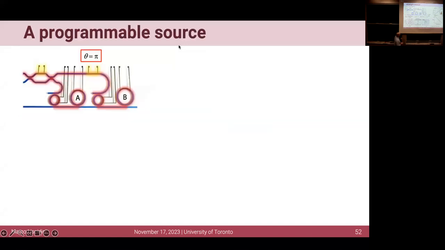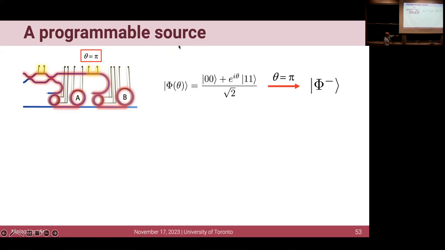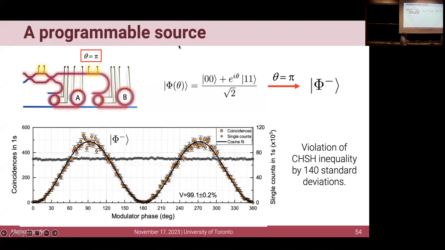But then we wanted to see whether we could generate a particular kind of state, because the nice thing about this source is not that it's just a source of frequency bins, but that it is a programmable source of frequency bins. In fact, by changing the heaters of this system, I can tweak the phases with which the quantum interference occurs. And so we programmed the system to generate a Bell state, phi minus, and then we tested it with a Bell-like experiment. And this is the result.